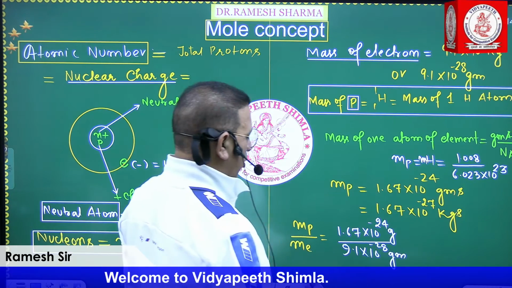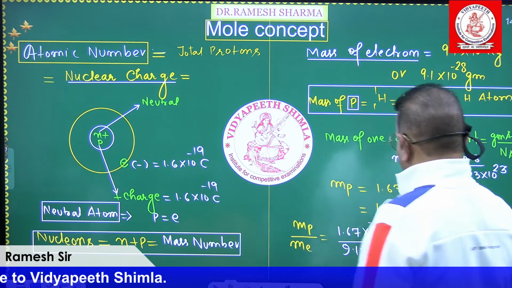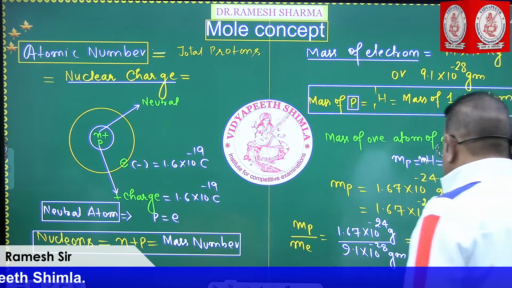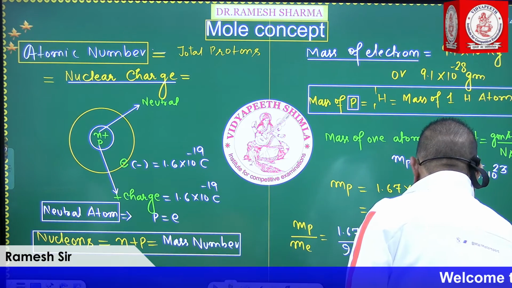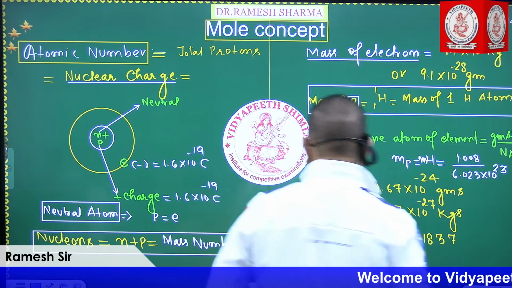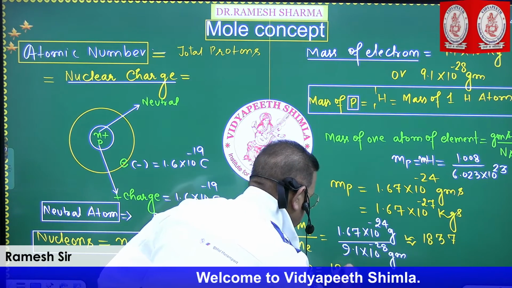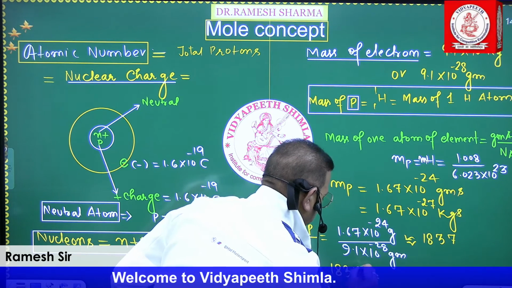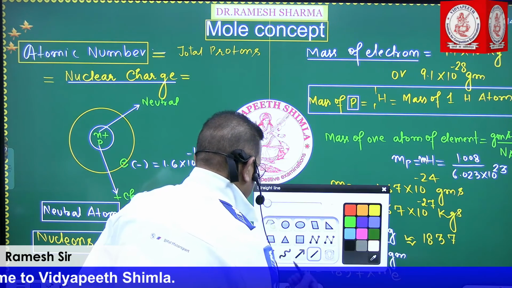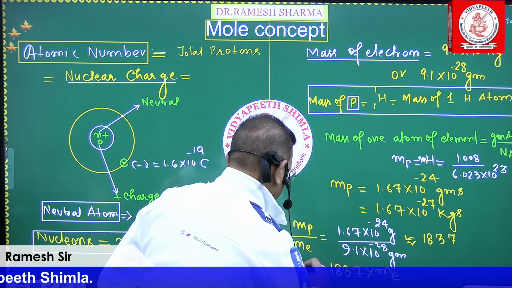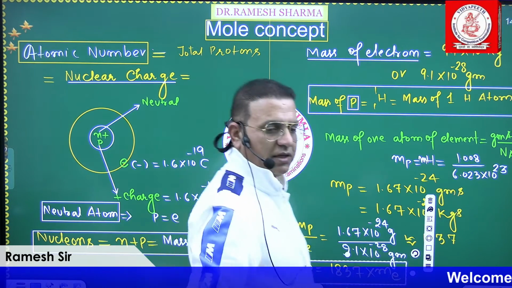How much more is this? So this we will get from here. This approximately comes out to be 1837. So we should remember this also, that mass of proton is 1837 times mass of electron.